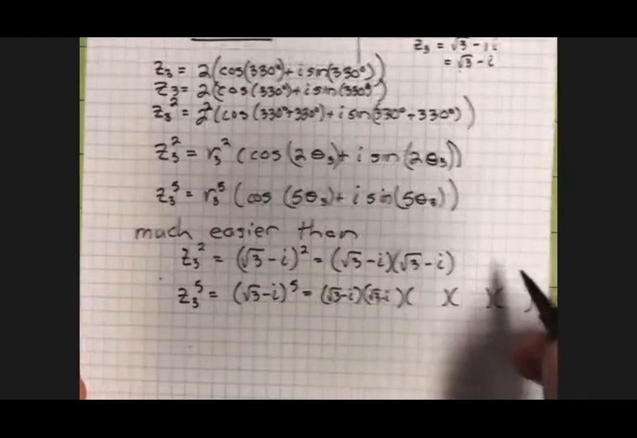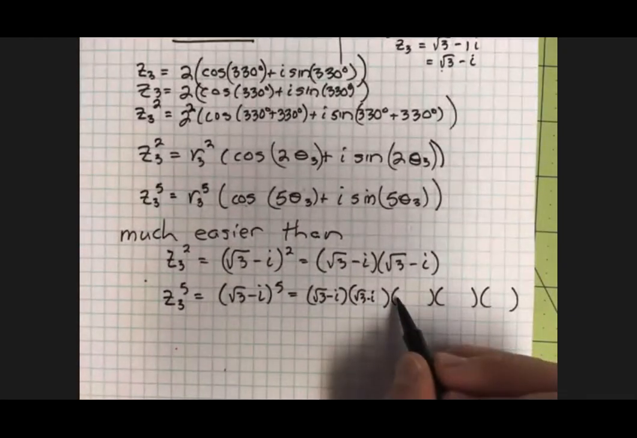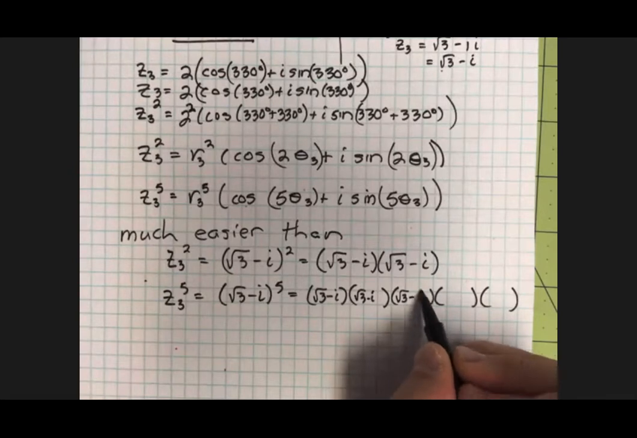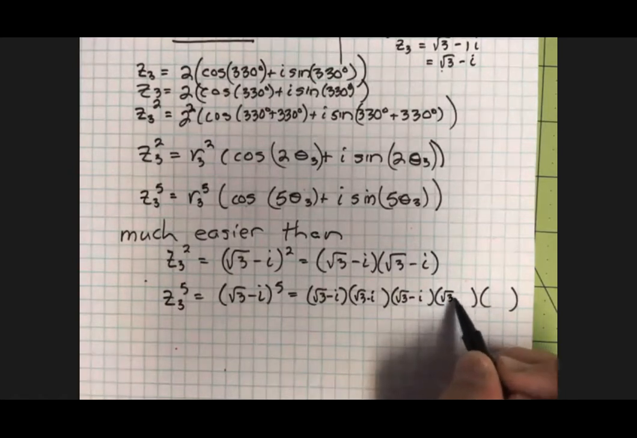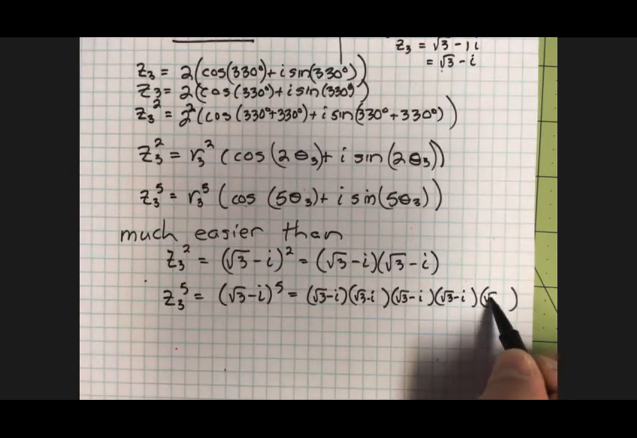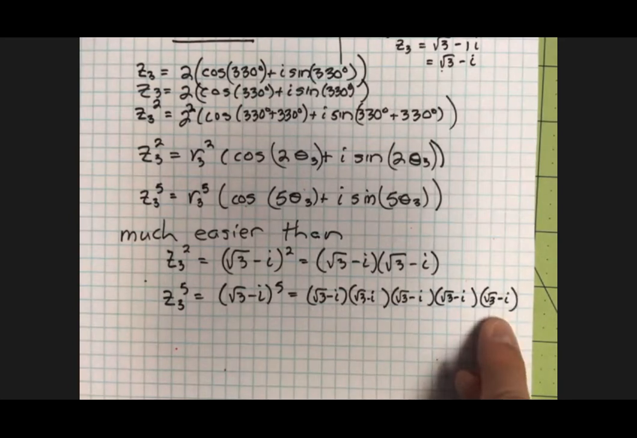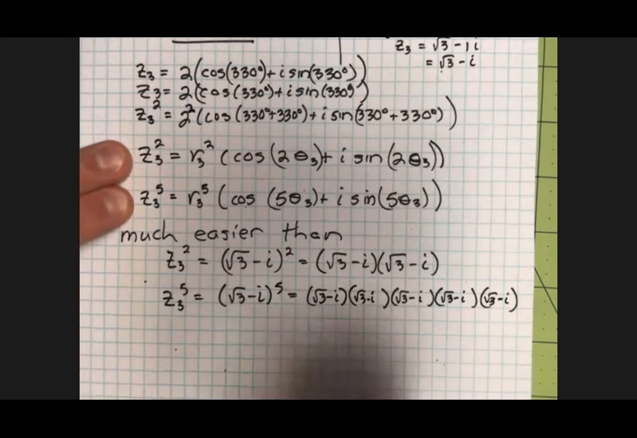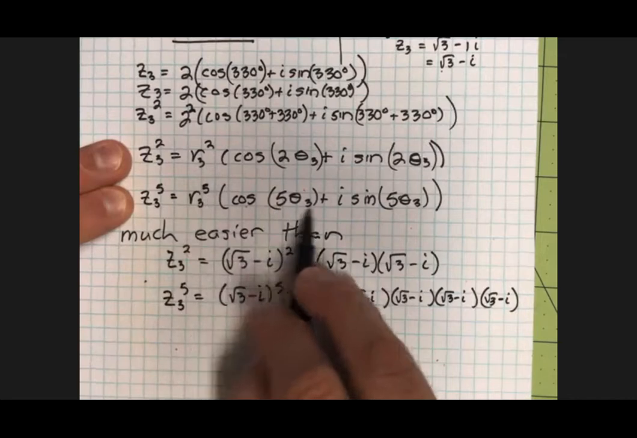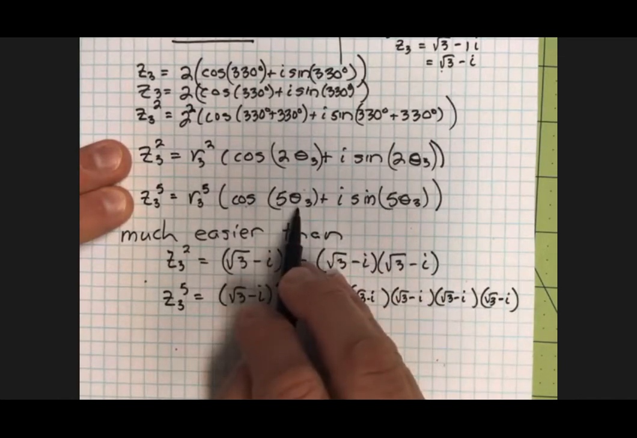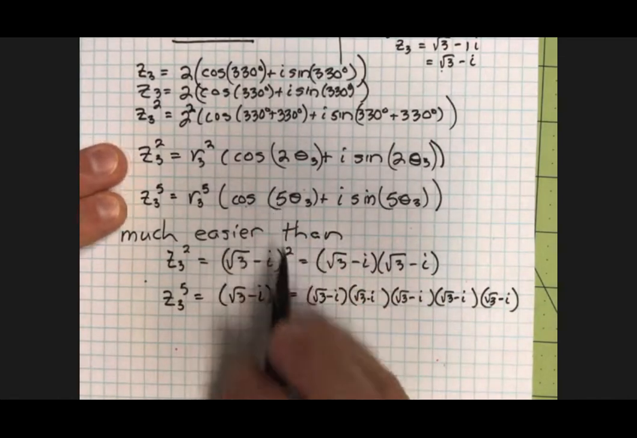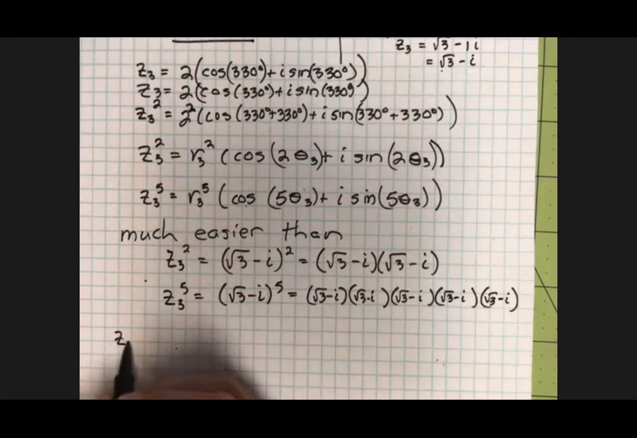Kind of reluctant to write that, first because it's too much writing, and second because no one would ever ask you to do it this way. That'd be a horrible amount of multiplying. But here I just have to raise the radius to a power and multiply the angle by that number, 5 or 2. So let's do z cubed squared.